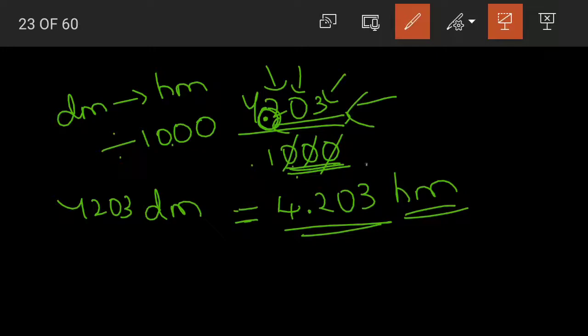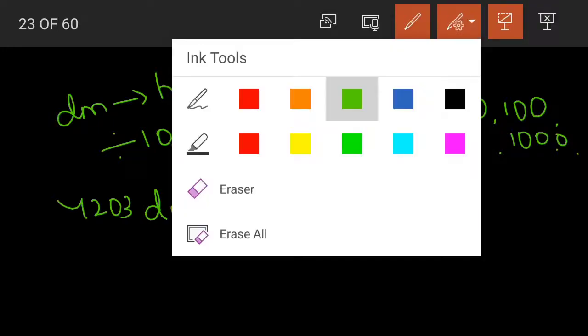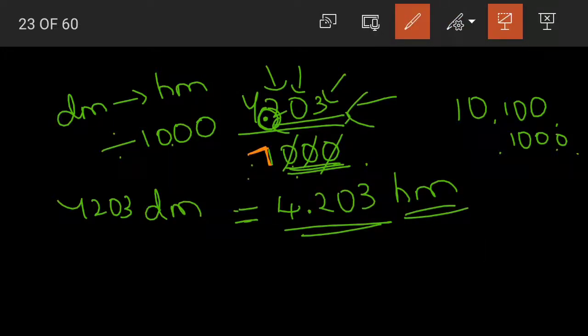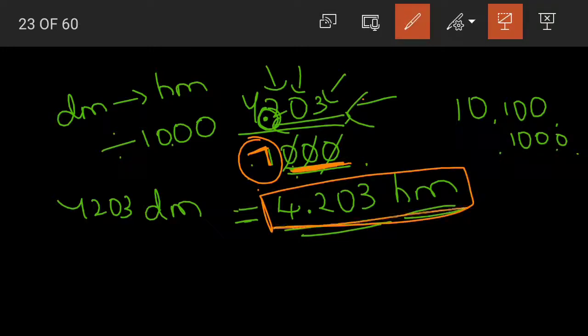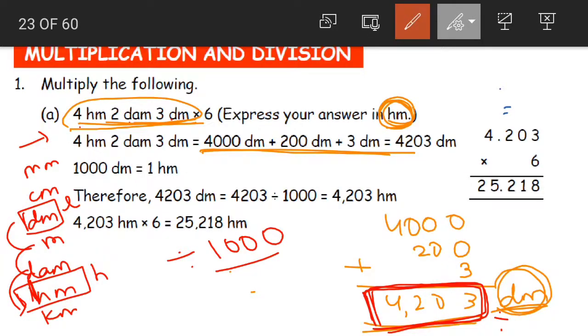Remember this, counting the number of zeros and placing the point is applicable only when we have 10, 100, 1000 or something like this in the denominator. Suppose if we have 7000, you cannot simply put the point, children. First you need to divide by 7 and then for the remaining answer you can count the number of zeros and place the point. Is that clear? Yes. So what is our answer? 4.203 hectometers. Is this our final answer?